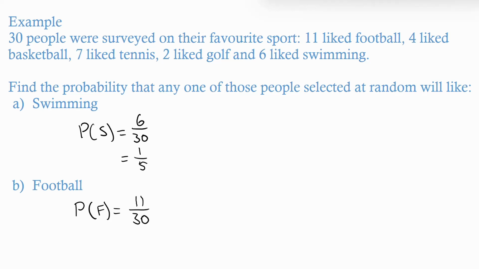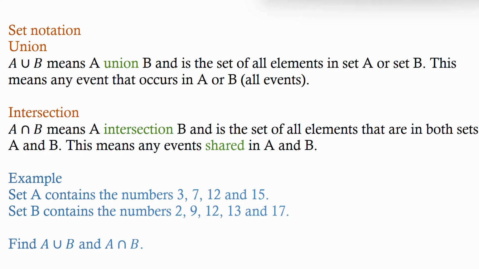All right, so we then are going to talk about set notation. Sometimes this can get quite confusing, so it's important to pay attention here. Union is what you can see there, the U shape. A is some sort of set and B is some sort of other set that we have. So when you have A union B, that's the set of all elements in set A or B. What this essentially is saying is any event that occurs in A or B, so all events. Now, intersection is essentially an upside down U. So A intersection B is any event that is shared in A and B.